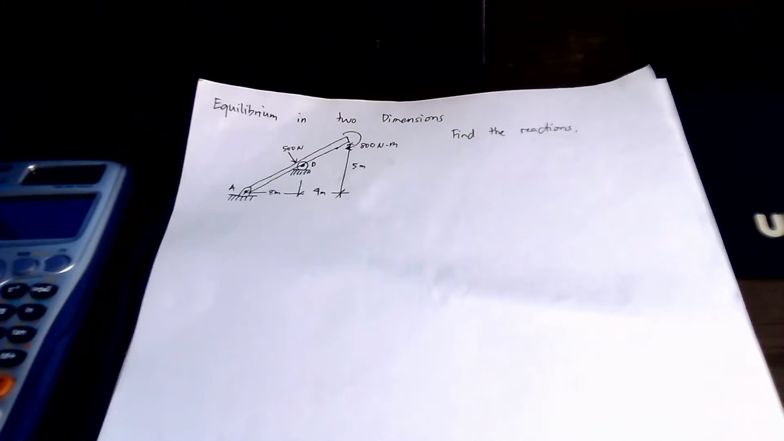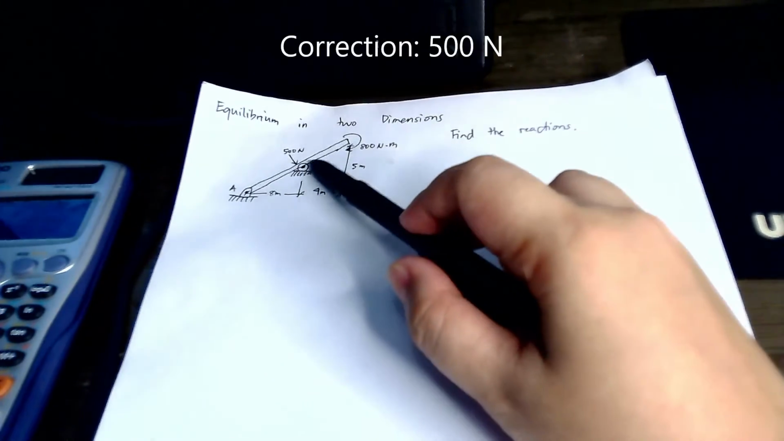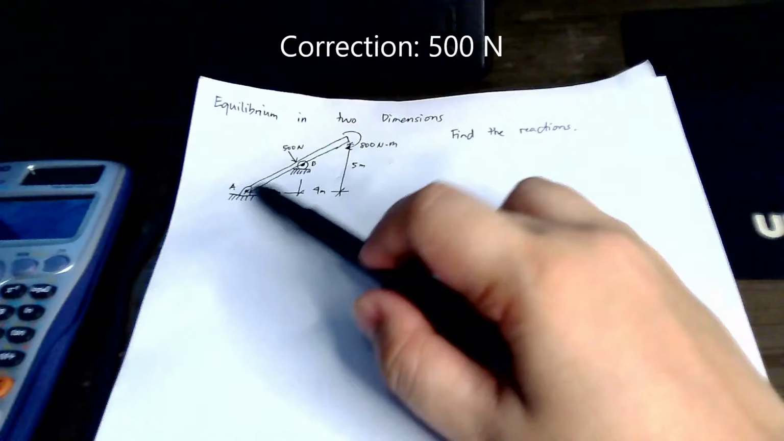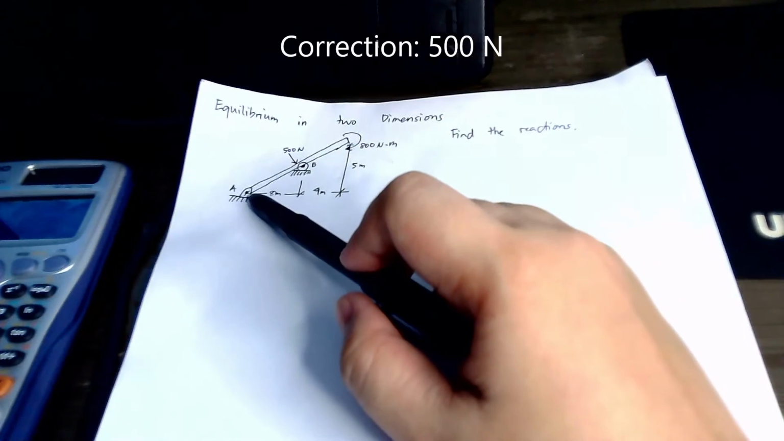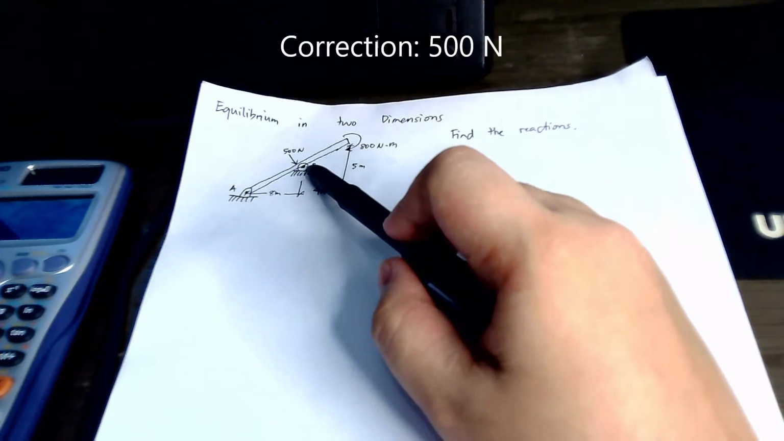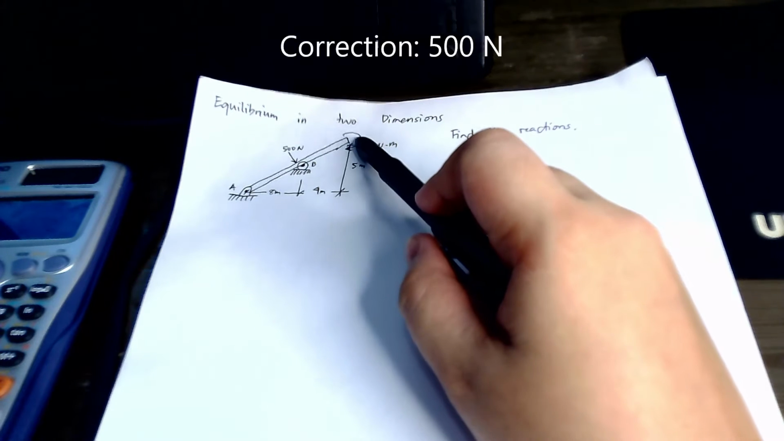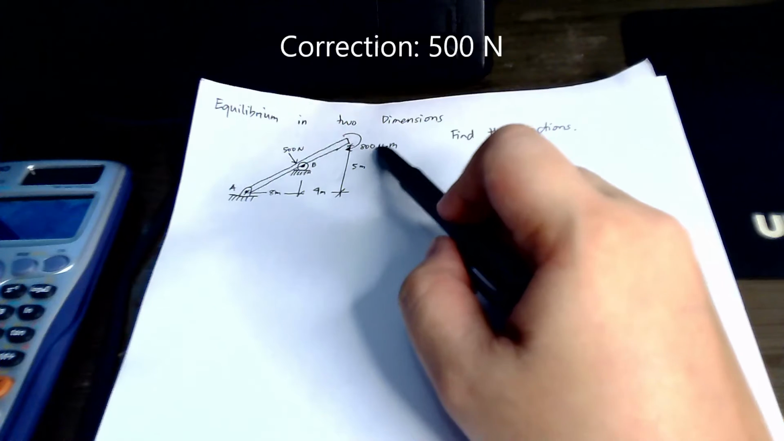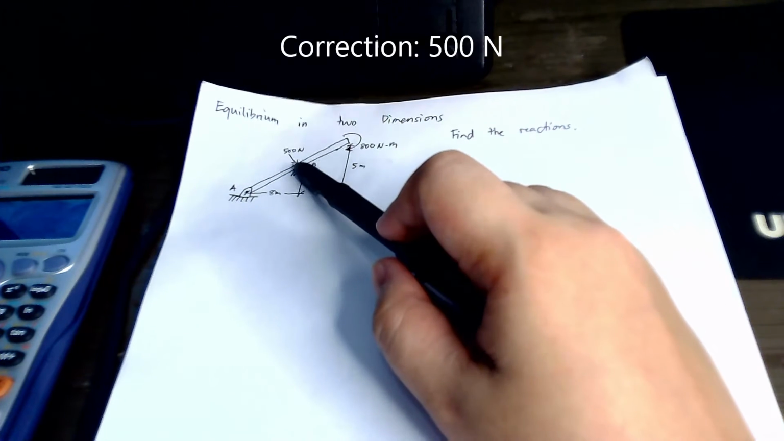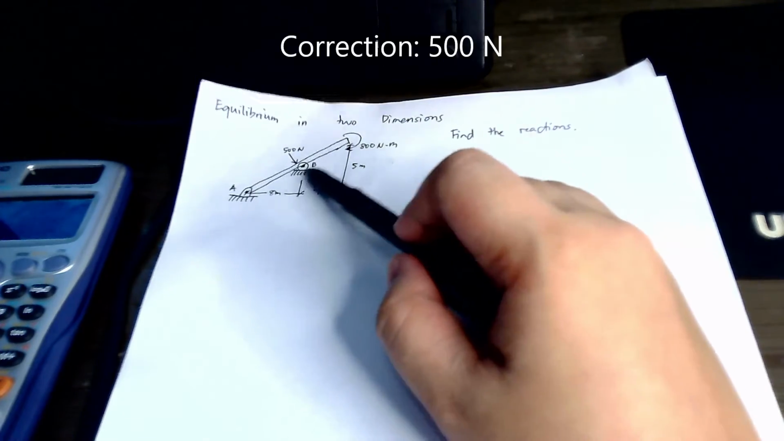Here's another problem for equilibrium in 2 dimensions. In this case, you have a straight bar which is pin supported at A and roller supported at B. There is an applied moment of 800 Newton meter and an applied load of 15 Newton at point B, perpendicular at point B.